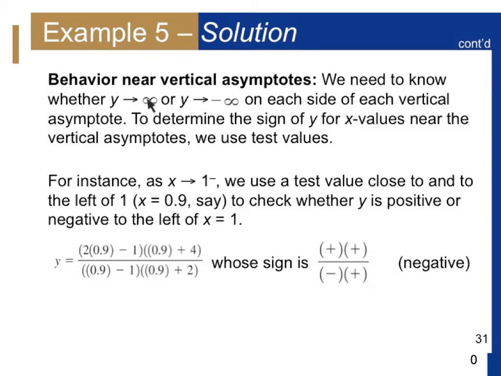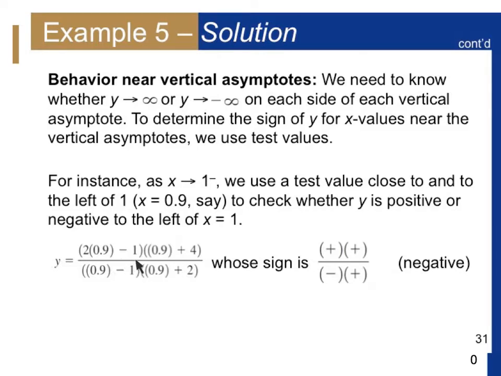Okay, now we want to look at behavior near our vertical asymptotes. So we don't know if y goes to plus infinity or minus infinity on each side of the vertical asymptote. Okay, so we use test values. So we're going to look at x being close to 1 from the negative side. That means we're getting close to 1, but from the left. Okay, so 0.9, 0.99, things like that. So we're approaching 1, but from the left-hand side.